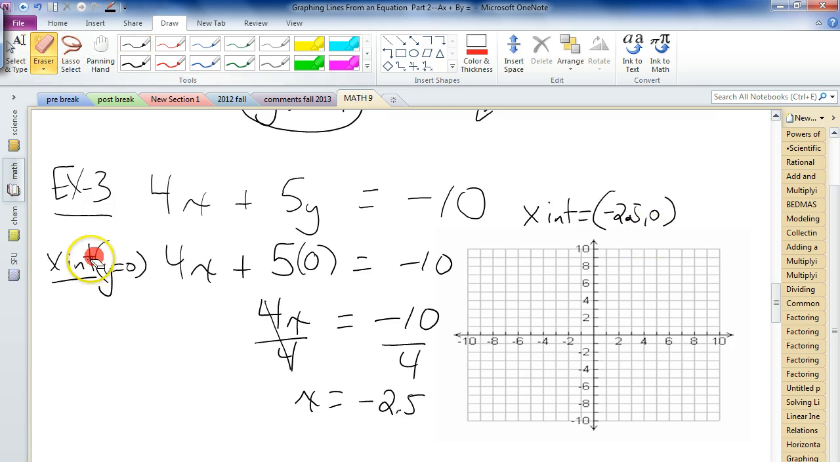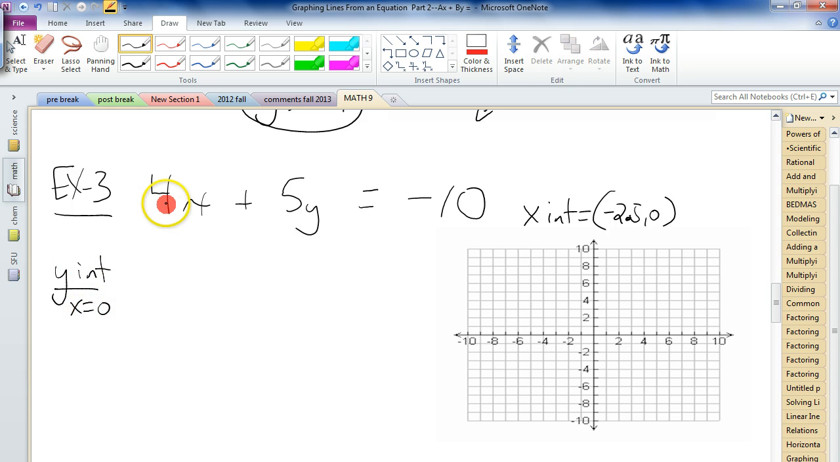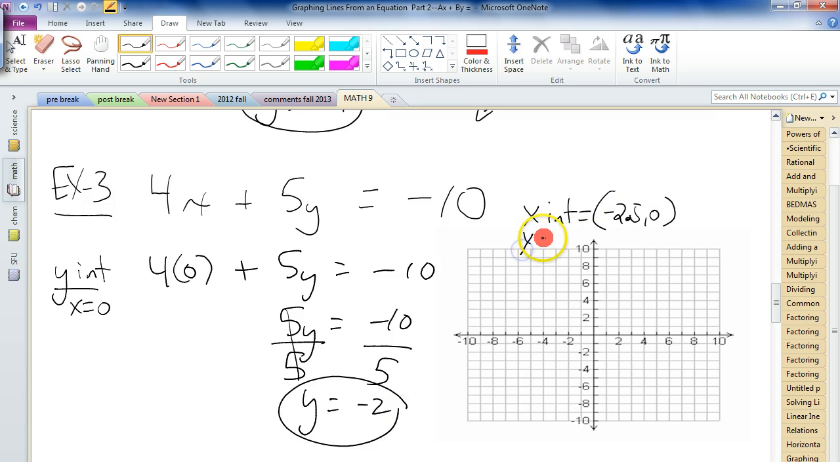And now our y-intercept is going to look like this. Y-intercept is where x is equal to 0. So this 4 blows up. So you have 4 times 0 plus 5y equals negative 10. This blows up. You're left with 5y equals negative 10. 5 times y, you're going to divide by 5, divide by 5. The 5s are gone. Y equals negative 2. So your y-intercept is going to be, when x is 0, y is negative 2.